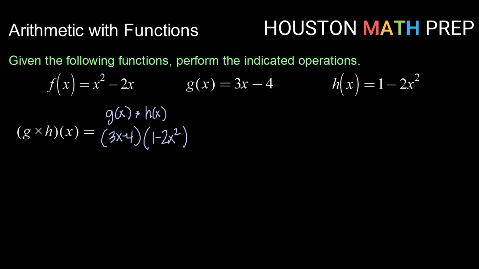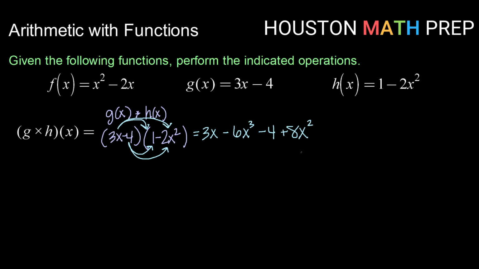When we multiply a binomial by a binomial, we have to distribute the terms from the first binomial into the second. First I'm going to distribute my 3x to my 1. 3x times 1 is 3x. And then my 3x to my negative 2x squared, that will be negative 6x cubed. Now I want to do the same thing, distribute the negative 4 to both terms in my second binomial. So negative 4 times 1 gives me minus 4, and negative 4 times negative 2x squared gives me plus 8x squared.